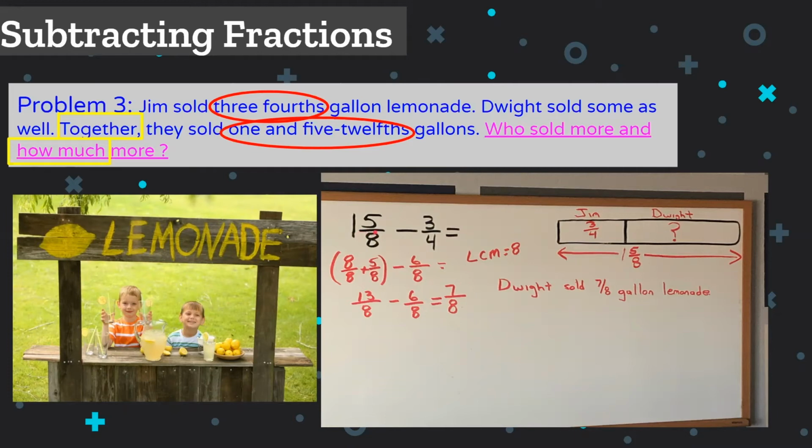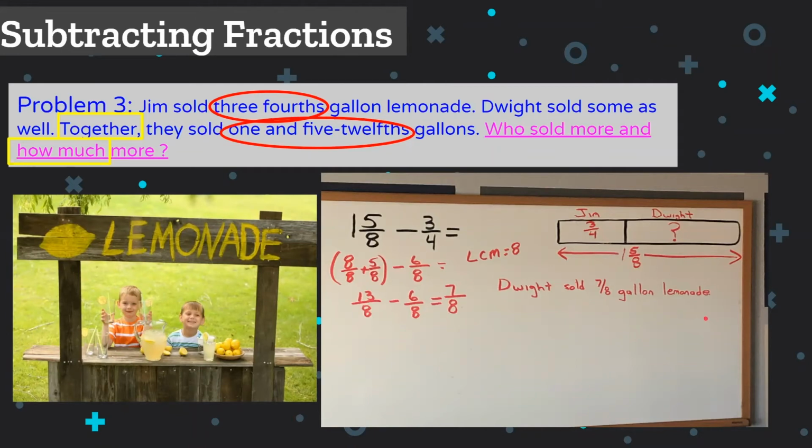But okay, let's simplify now, and we can work with our fractions. 1 5/8 is the same as 8/8 plus 5/8, which gives us 13/8. And 3/4 becomes 6/8. That's our lowest common multiple, 8, correct? So what happens is 13/8 minus 6/8, 13 minus 6, 7/8. And what does this tell us? That Dwight sold 7/8 of a gallon of lemonade.